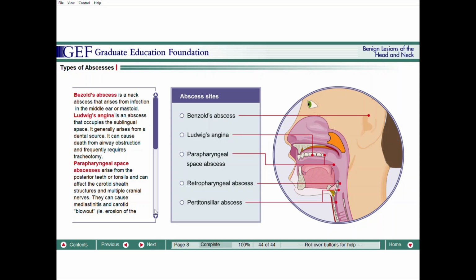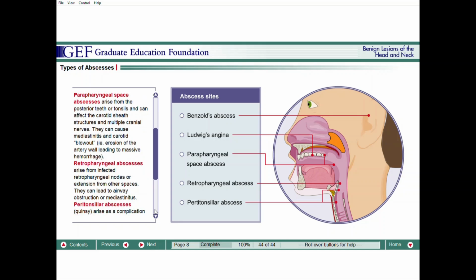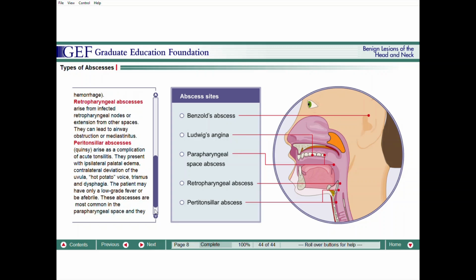Parapharyngeal space abscesses arise from the posterior teeth or tonsils and can affect the carotid sheath structures and multiple cranial nerves. They can cause mediastinitis and carotid blowout, i.e., erosion of the artery wall leading to massive hemorrhage. Retropharyngeal abscesses arise from infected retropharyngeal nodes or extension from other spaces. They can lead to airway obstruction or mediastinitis.